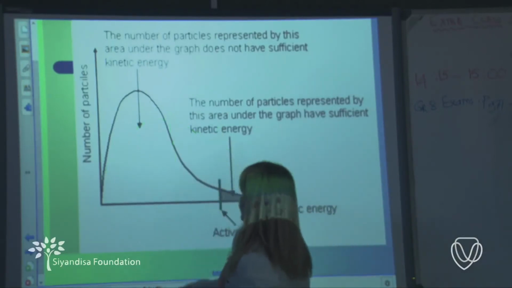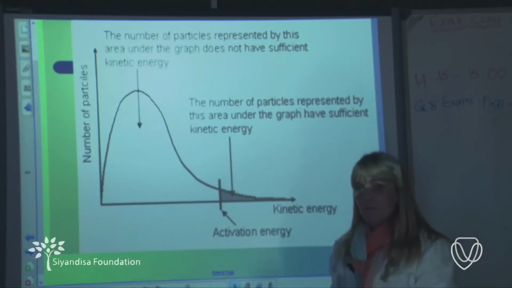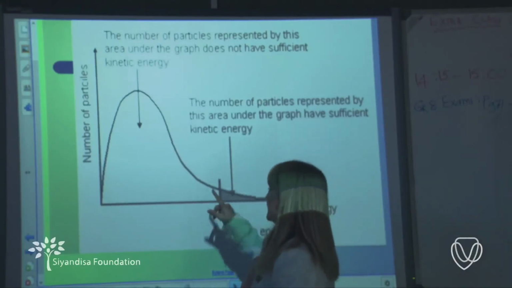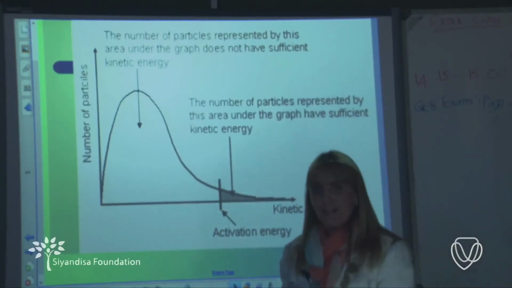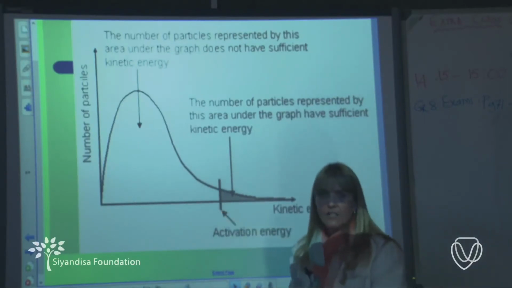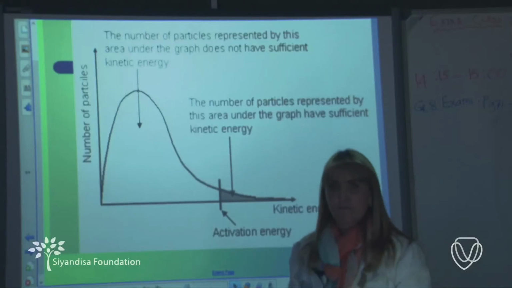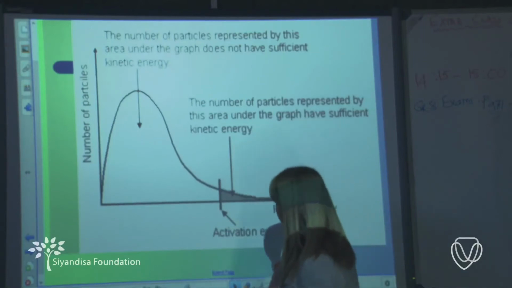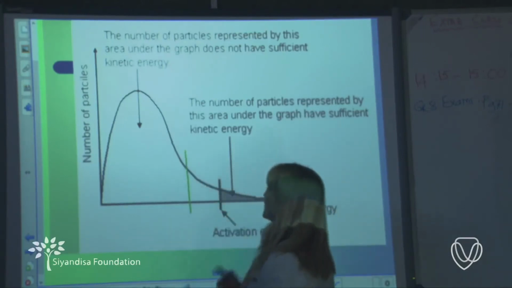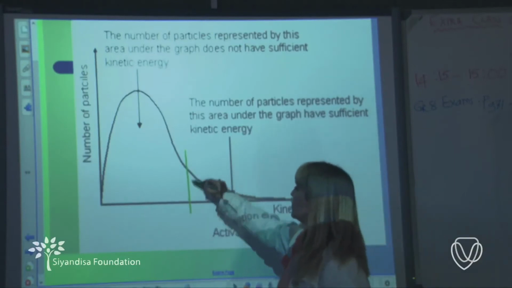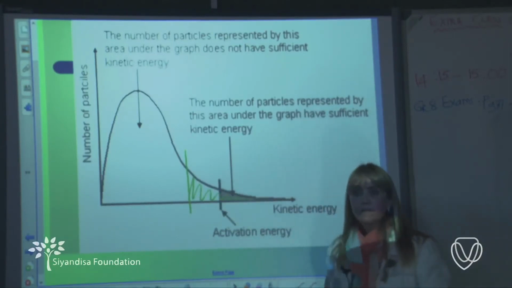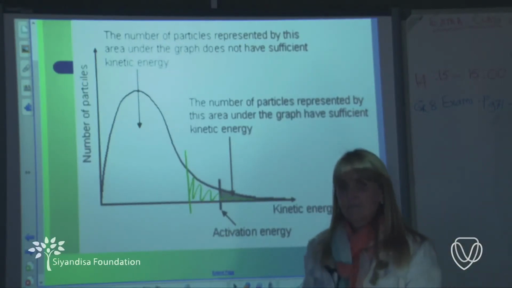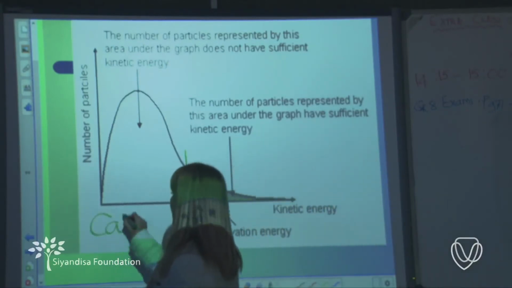The second method is actually a simpler method because the shape of our graph is not going to change. How do we increase the number of particles with sufficient kinetic energy, in other words, energy greater than activation energy, without changing the shape of the graph? We simply shift the activation energy. So if I move this line of activation energy to that position there, suddenly all of these particles now have energy greater than activation energy. But how do I do that? I add a catalyst.